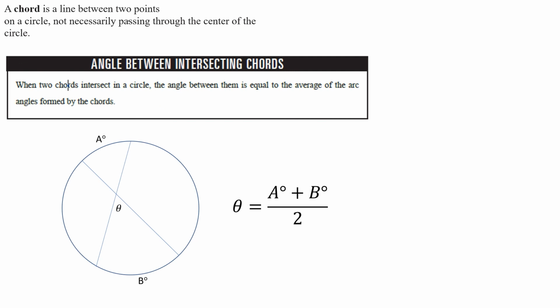All right. A chord is a line between 2 points on a circle. So it doesn't have to go through the center. It's just a line that ends on the edge of the circle. The diameter is the largest chord you can make. Just a fun fact, really.